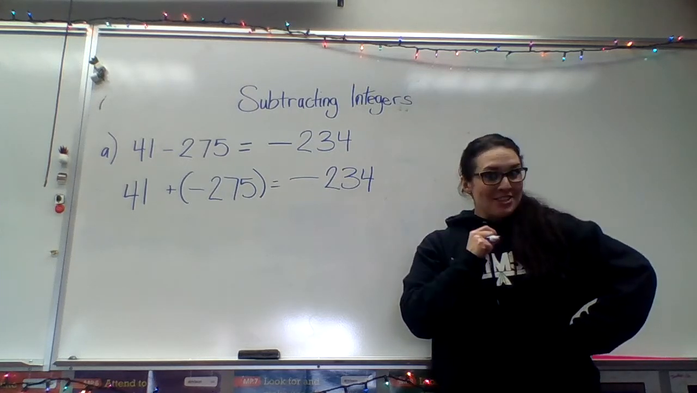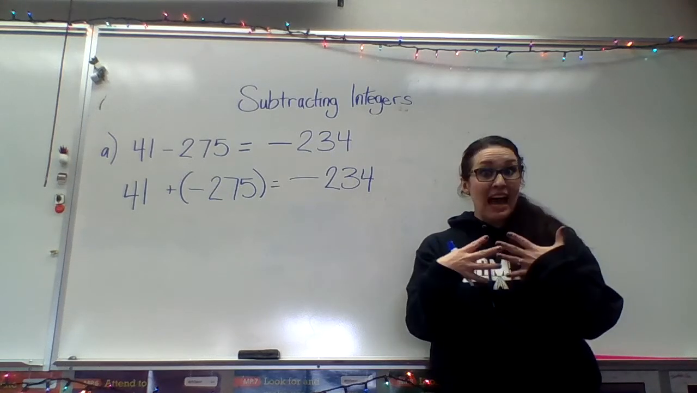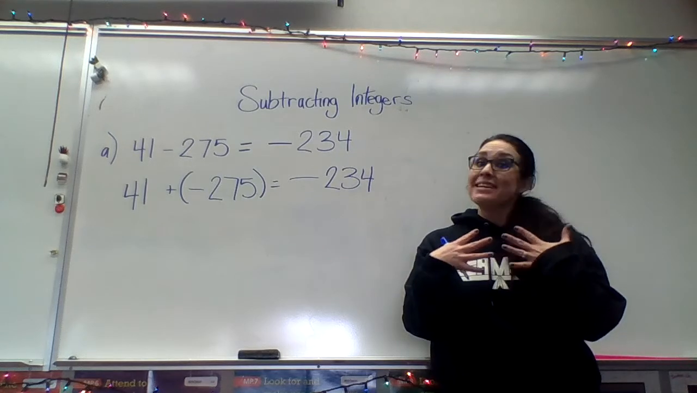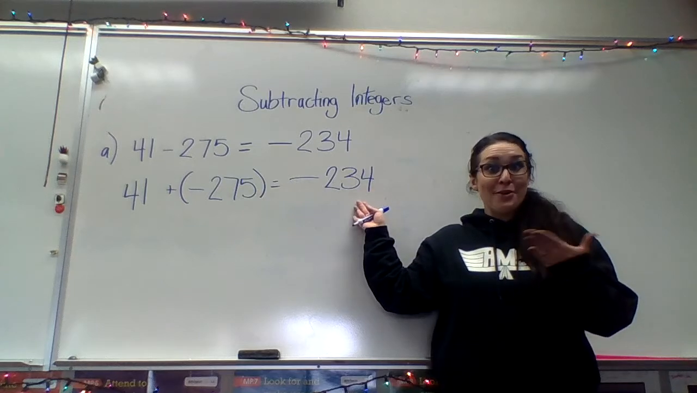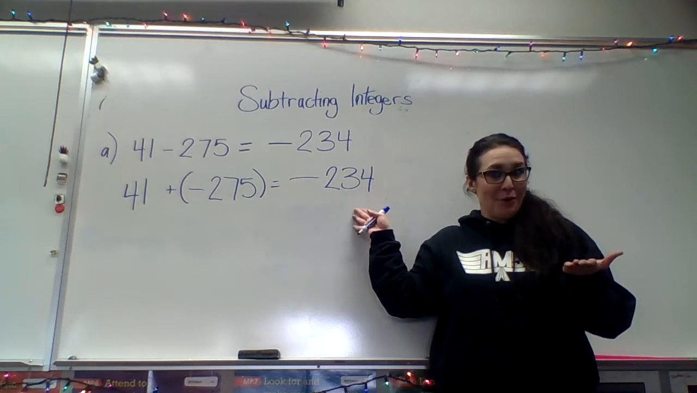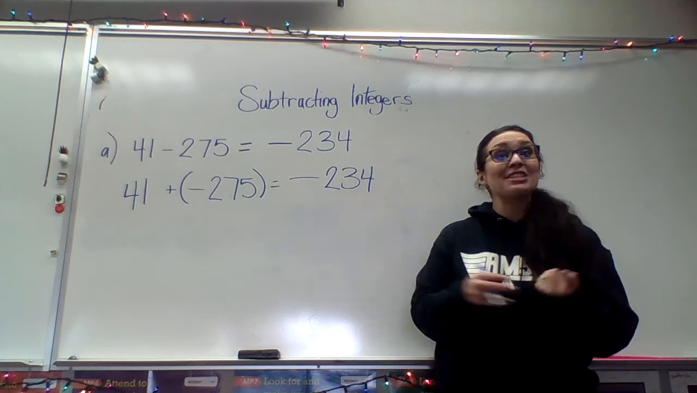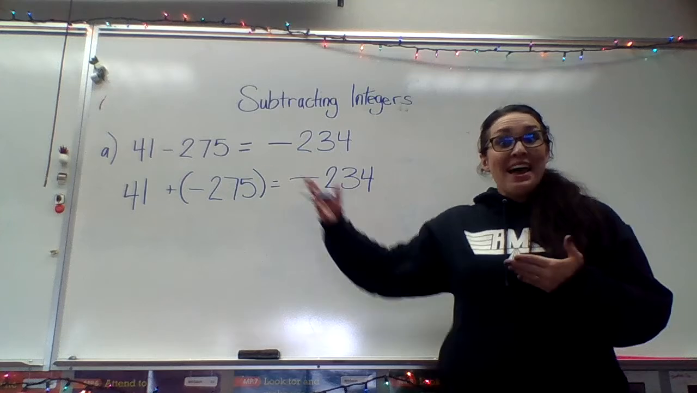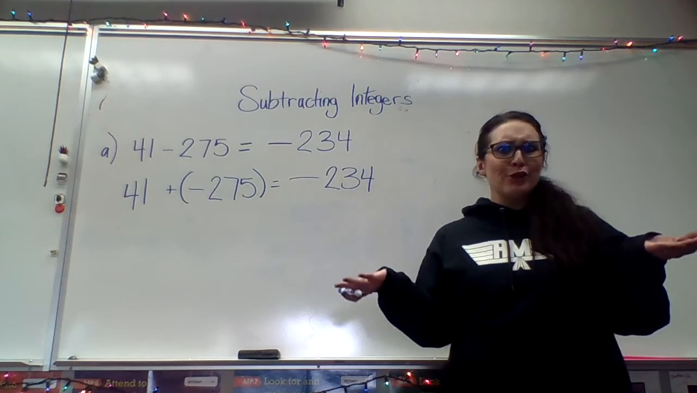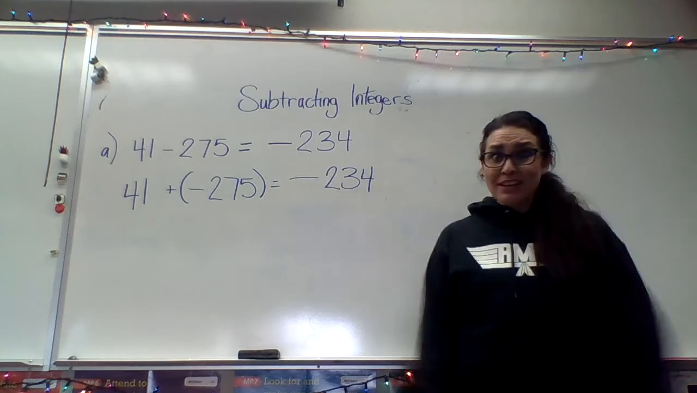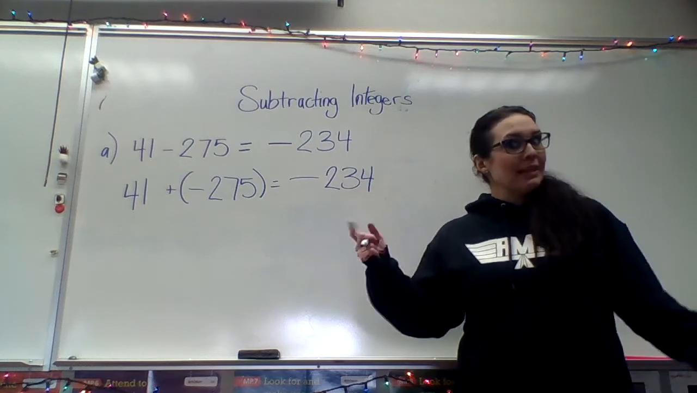Remember, from adding integers, if I am adding 2 integers that have opposite signs, a positive and a negative, I subtract the 2 absolute values to get the absolute value of the sum, which in this case is 234, but I take the sign from the number that has the largest absolute value. Which number has a larger absolute value, 41 or 275? 275. And since that's negative, our answer also needs to be negative. Let's look at another problem.